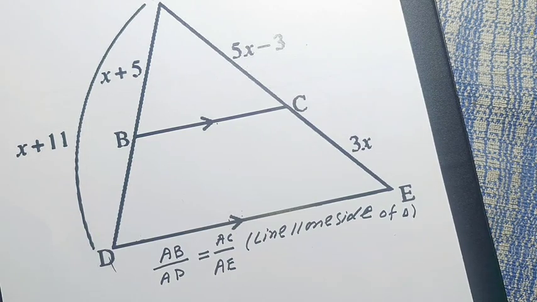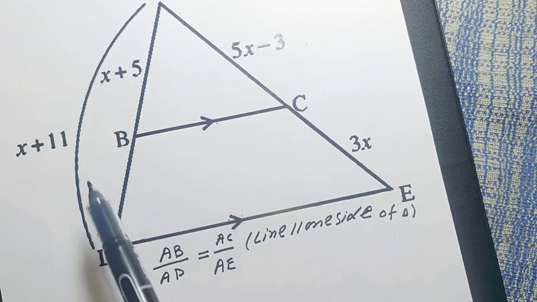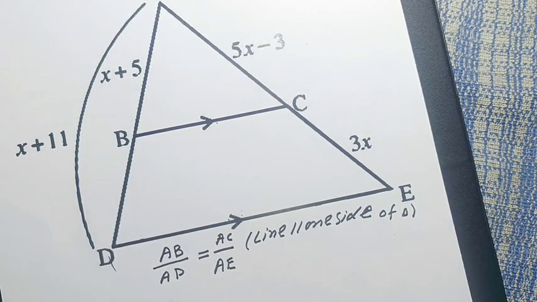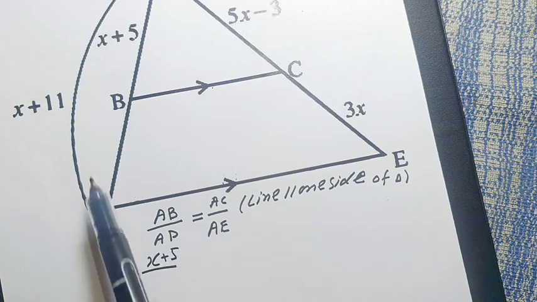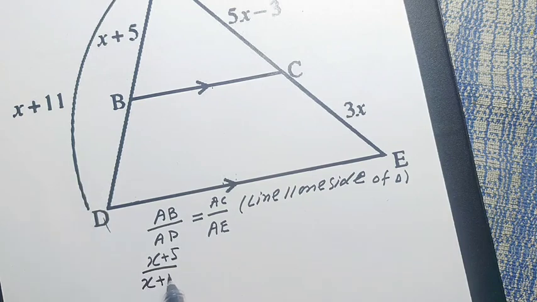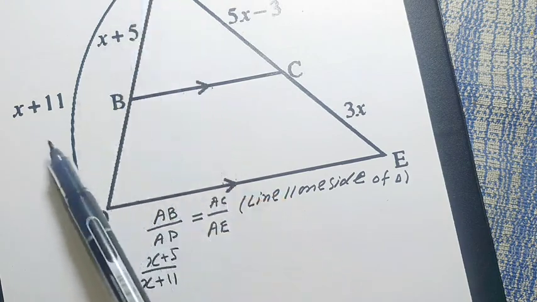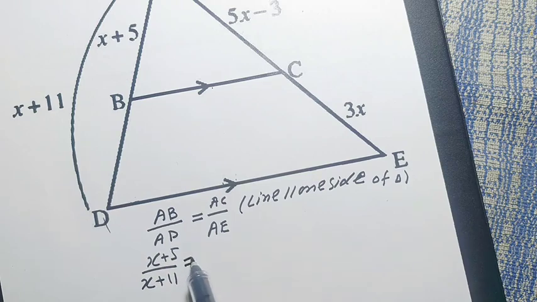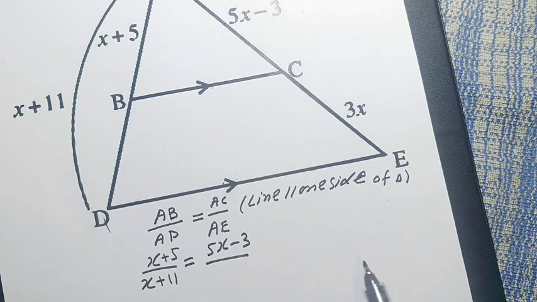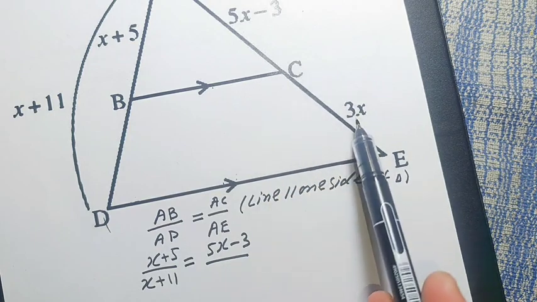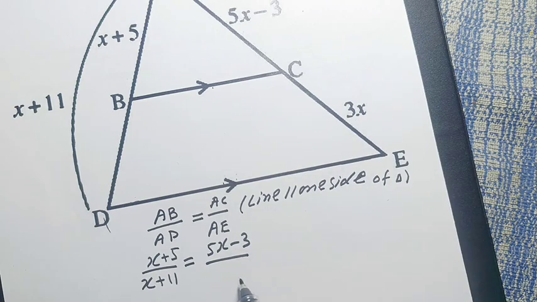Now I'm going to fill in all the values. AB is x plus 5. You can see x plus 5. So it's going to be x plus 5 over AD, which is x plus 11, is equal to AC, 5x minus 3, over AE. So it's 5x minus 3 plus 3x. So what's going to happen now? 5x minus 3 plus 3x is going to be 8x minus 3.